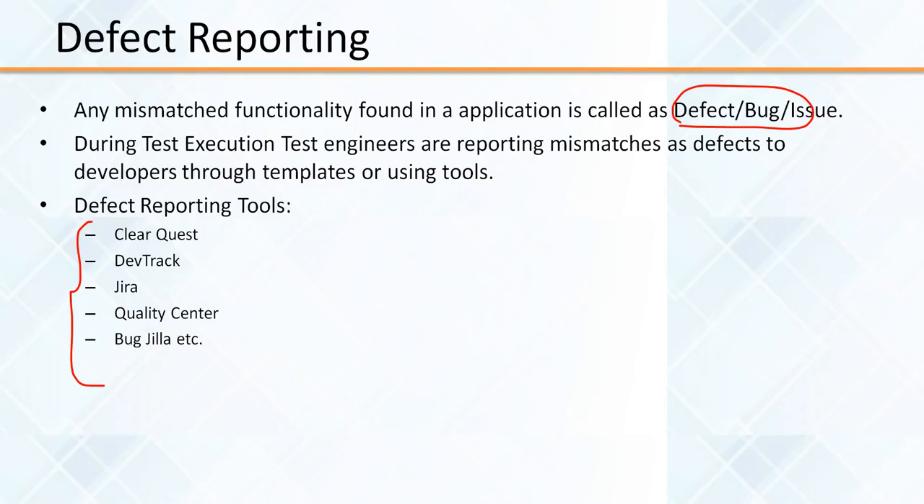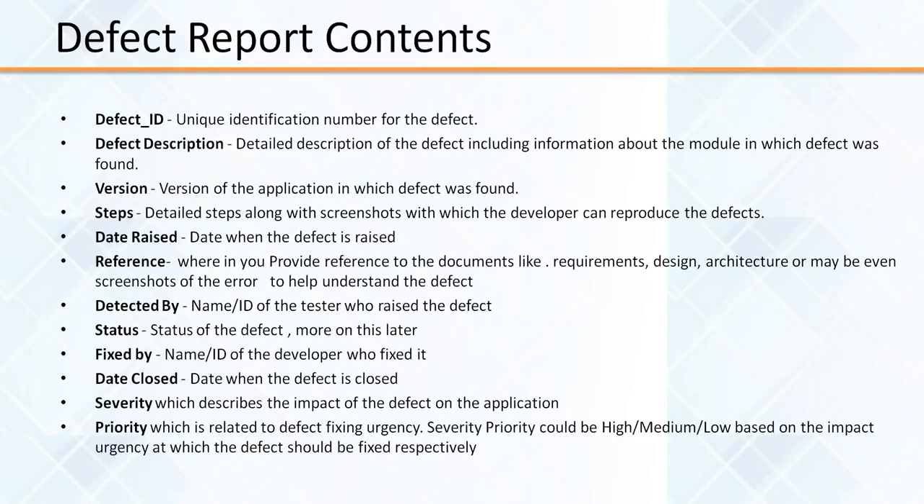So, defect reporting. In the defect report, what information do we need to provide to the developer? If we find any defects, we should not say directly, okay, this is not working. That is not official communication. We have to communicate the defect in a proper way to the developer. So all the required information we need to provide to the developer.